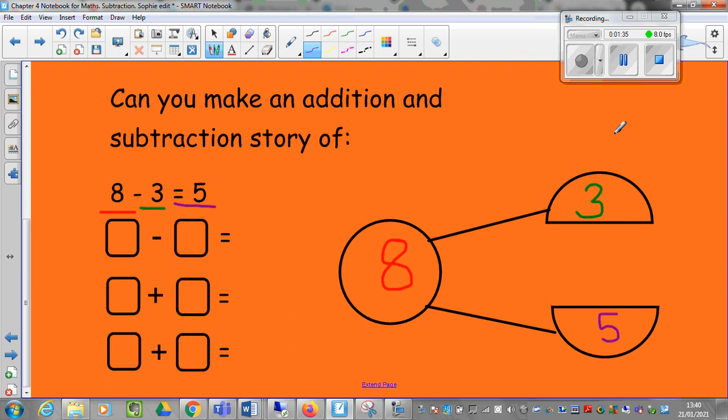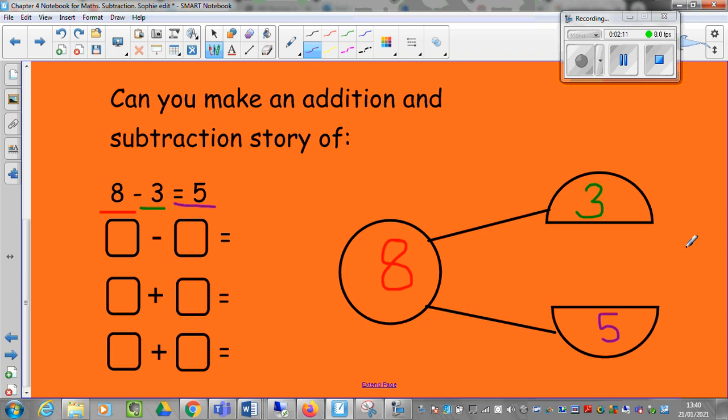So what I want you to do is pause the video here and see if you can work out what these should be. 8 take away 3 equals 5. So it's going to be 8 take away the opposite part equals the opposite part. Then I want you to see if you can make a subtraction story out of this. Okay, so I'm going to make one up, but I want you to see if you can make up a different one. You don't need to write this down, I just want you to say it to whoever you're working with today.